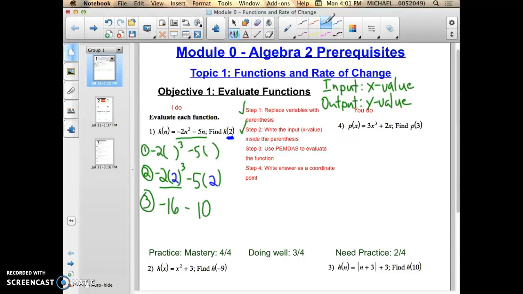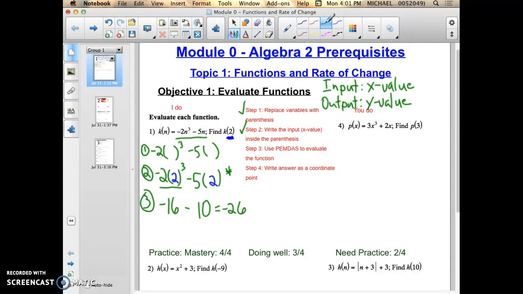Now, the graphing calculators you have, if you were to put this entire piece into your calculator, just like you see it with the parentheses, it should spit out the answer of negative 16 minus 10, which is negative 26. So if you use your calculator, you should get the same exact answer, but it's important to know the math behind it as well.